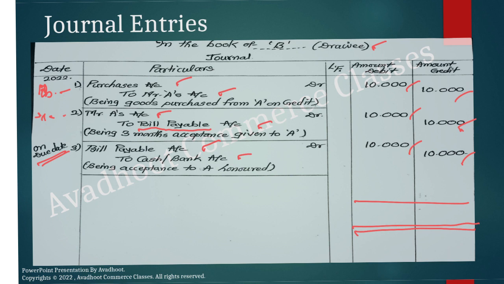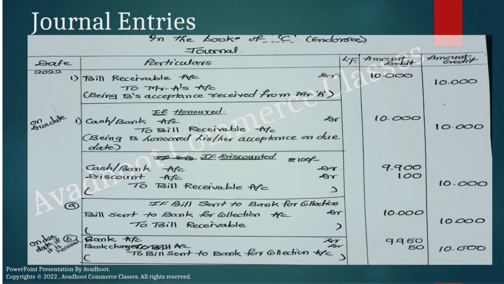This is the problem of Mr. B. Now, the third book, that is the endorsee's book. As per our example, Mr. C is an endorsee, Mr. A is an endorser because A endorses B's acceptance to Mr. C. Therefore, here comes in the bill to Mr. C, therefore bill receivable account debit to Mr. A's account, credit the giver, 10,000, 10,000.